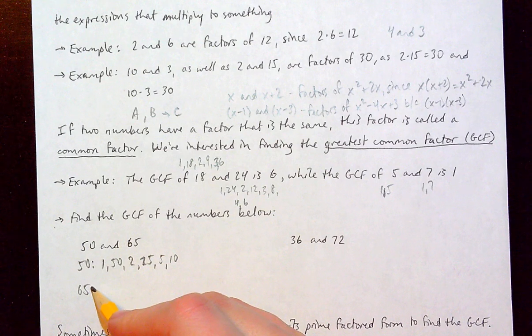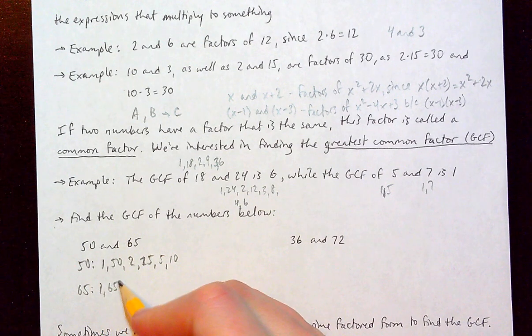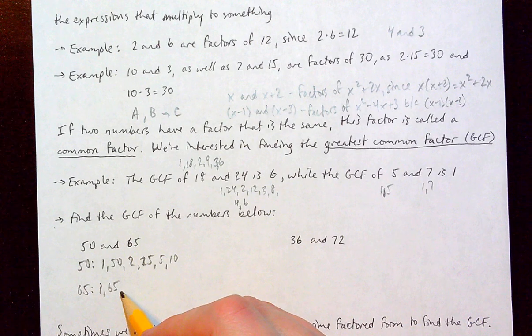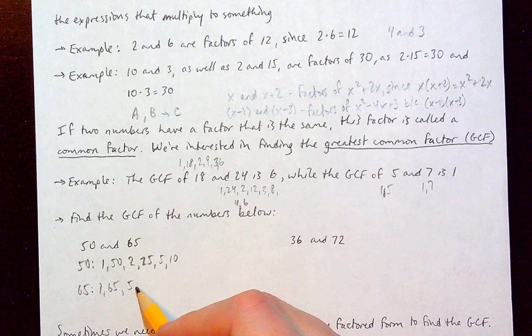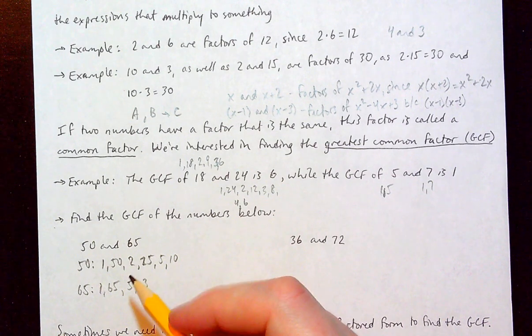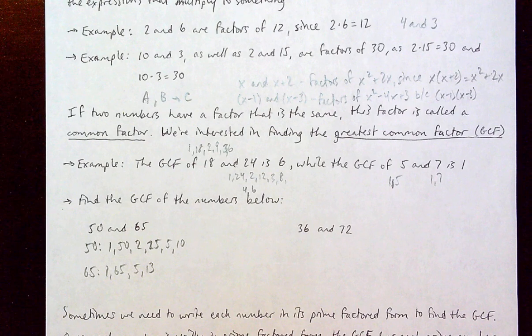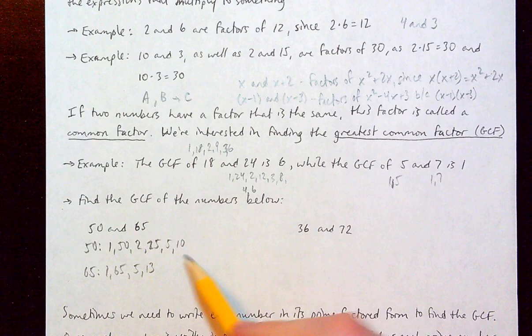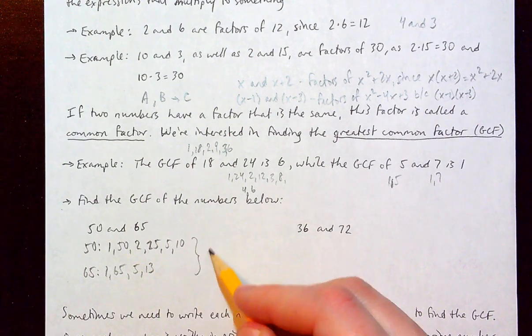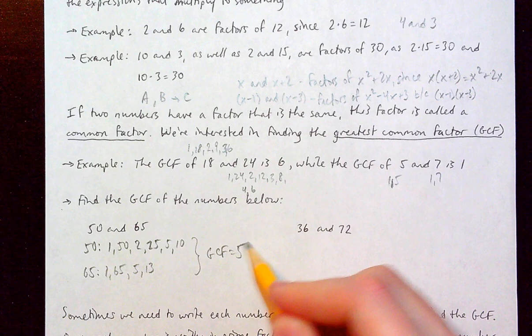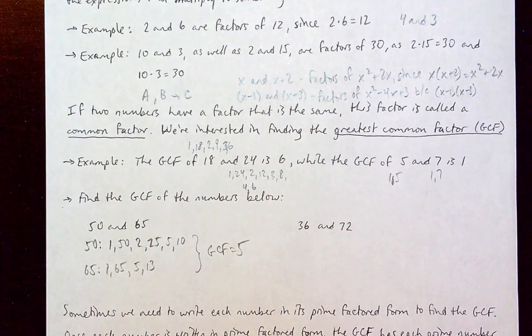For 65, I have 1 and 65. 2 doesn't work, 3 doesn't work, 4 doesn't work, 5 works. I have 5 and 13. Those multiply to give me 65. 6 doesn't work, not 7, not 8, not 9, not 10, not 11, not 12, and then we're back to 13. So what's the largest number that's in common to both of these lists? It's going to be 5. So 5 is our GCF of these two numbers.